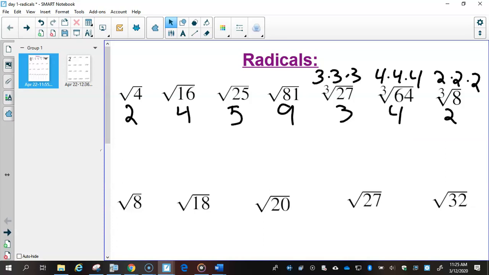Because 2 times 2 is 4, and then 4 times 2 is 8. Now, we are going to deal with some that won't give us these perfect squares. In your calculator, I want you to type in the square root of 8. So you get decimals. When we simplify these, we don't want those decimals.